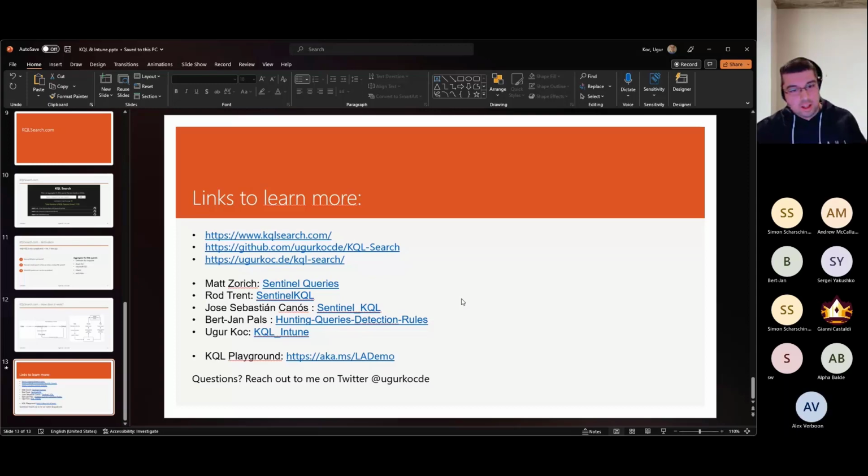Okay, this is the last slide, and then I'm finished. These are the websites and also the GitHub repository. Again, it's open source. You can contribute to the website, and special thanks to the community who are sharing their queries with us. If you want to play around with KQL, I guess most of us already know the KQL playground, which can be found under this link.